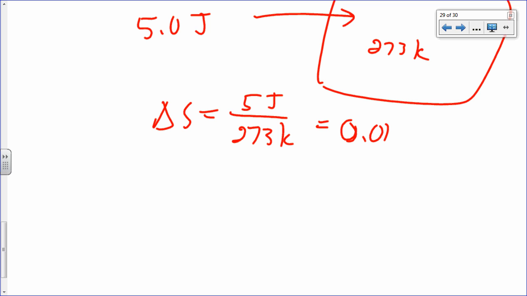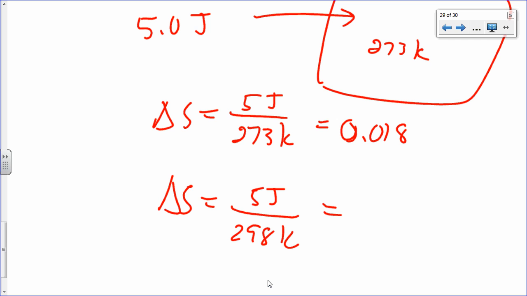0.018. Okay. Whereas, let's say our surroundings is at room temperature, 298 Kelvin. What's 5 joules over 298 Kelvin? Okay. So you can see the increase in the entropy of the surroundings is not as much when it's at a higher temperature.